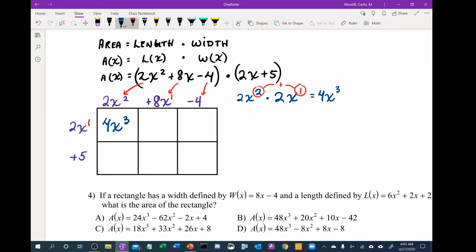We're going to now multiply 8x to the first times 2x to the first. So over here in side work, we'll put 8x to the first times 2x to the first. Okay, so here's the next part. Remember, we're going to start by multiplying the numbers together. 8 times 2 is 16. So we'll write that 16, get that down.